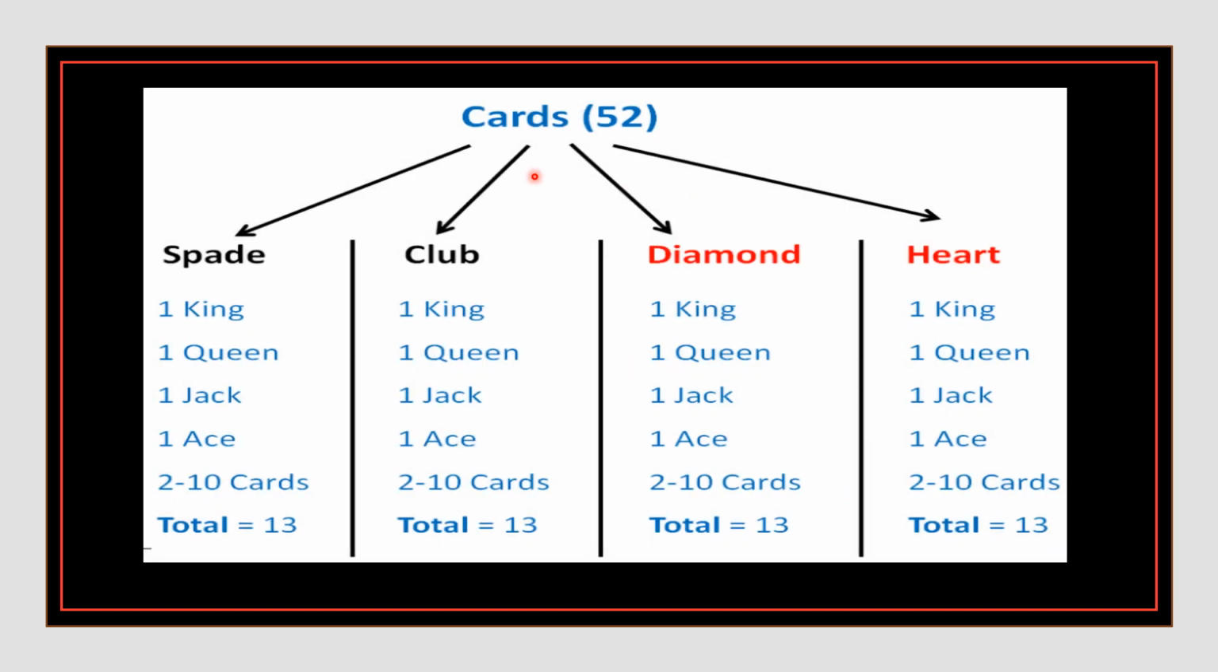This is one more division I have provided here. Cards: 52. Spades, what will you have? 1 king, 1 queen, 1 jack, 1 ace, and 2 to 10 cards. Total 13. Like this for all the suits I provided here, you can go through this also.